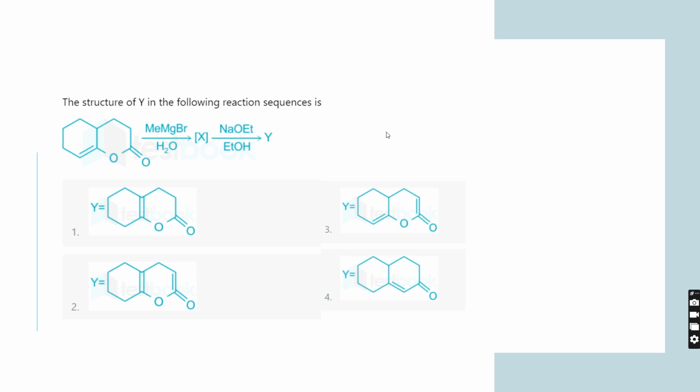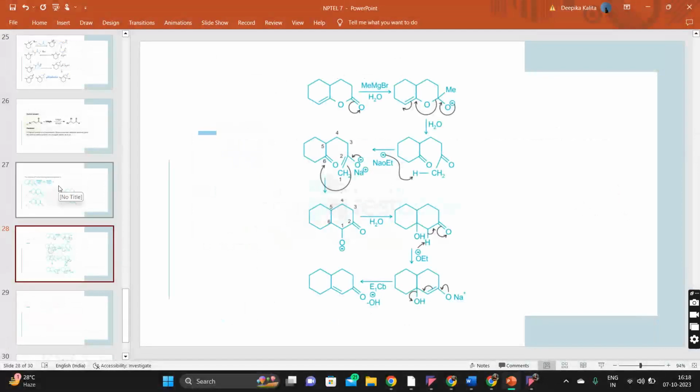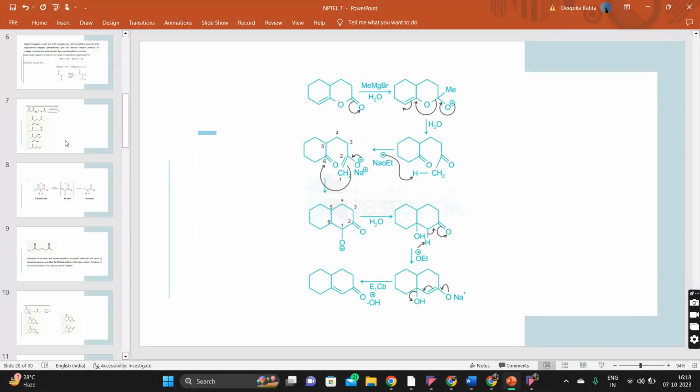And lastly, we discussed this question where we observed involvement of Robinson annulation reaction mechanism. When we went through step by step, this intermediate product underwent Robinson annulation to give you a six-membered ring in the second cyclization rather than a four-membered ring. So with this we have discussed all the questions of this seventh tutorial for the course.